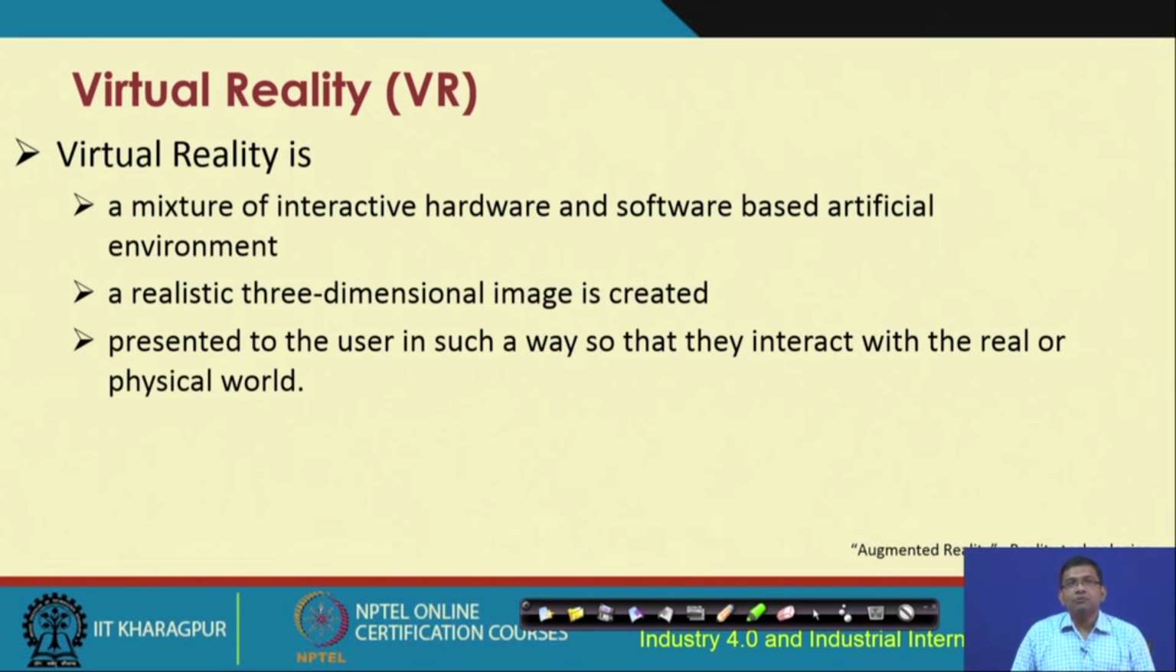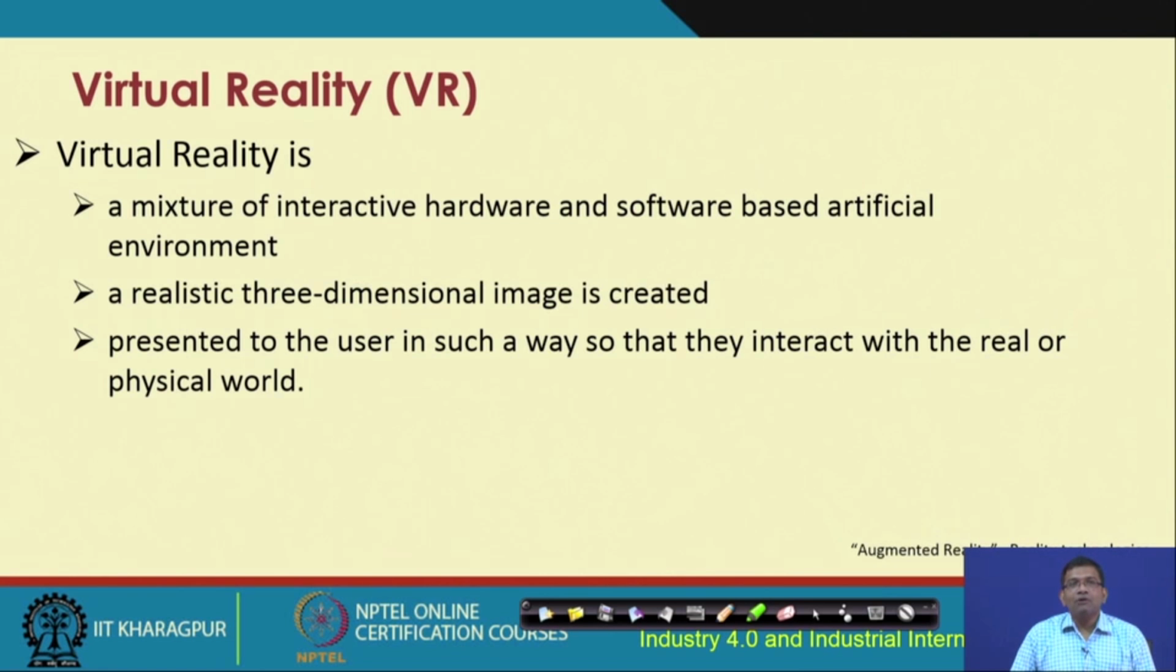Now, let us look at what VR is, and later, after we have gone through the different highlights of VR, we will see how AR and VR compare, what the similarities between AR and VR are, and what the differences are.